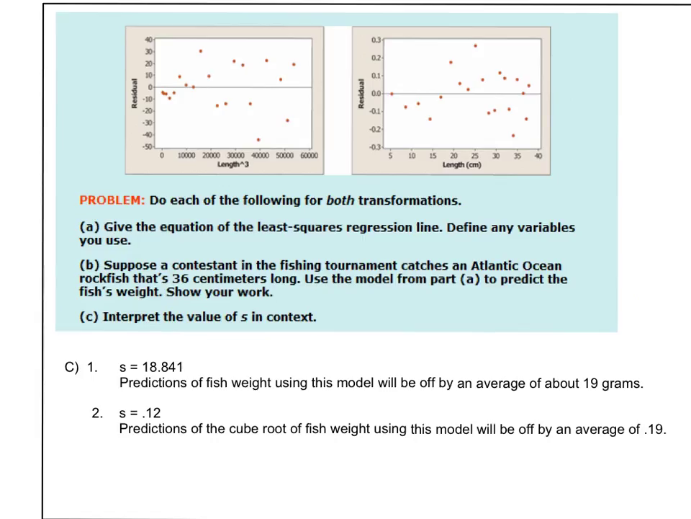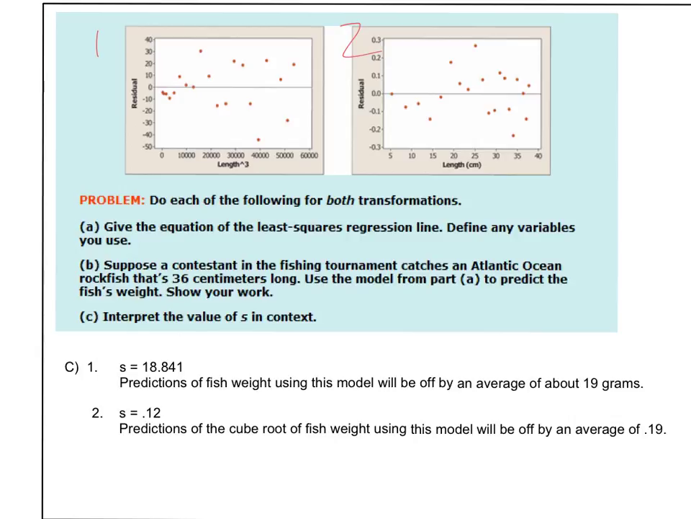Now, this is still on the data with the fish. Here was transformation 1, here was 2. We saw that r squared was really high. We had a really strong association. Now, we shouldn't jump to a situation where we're going to use those models to make predictions without looking at their residual plots.